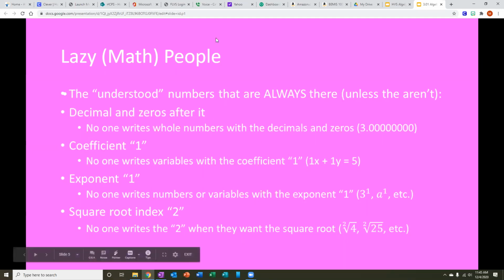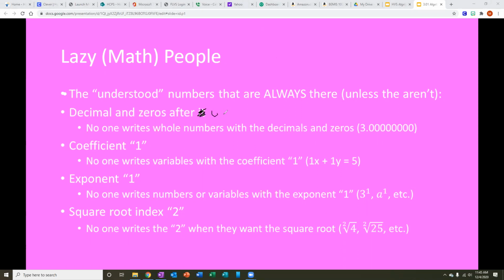It should say after whole numbers. Let me fix that. After whole numbers. See, it's getting better. I'm learning with my new setup here. Nobody writes those. It would take forever.